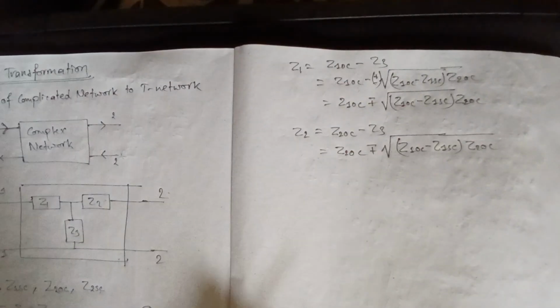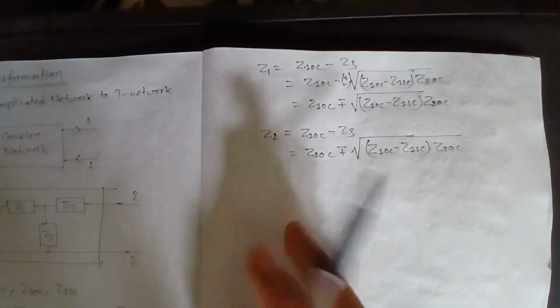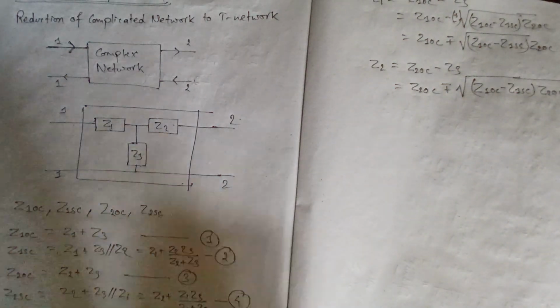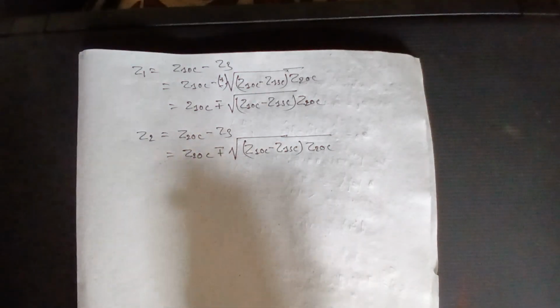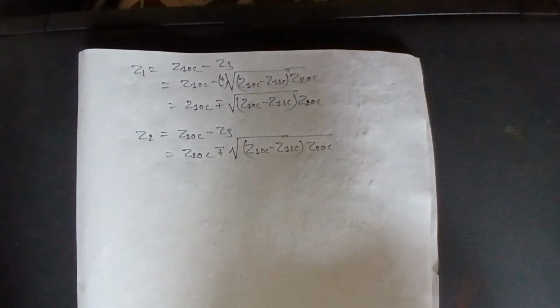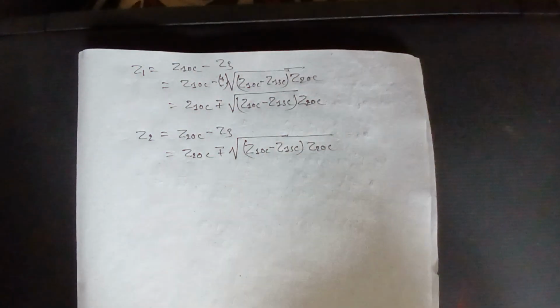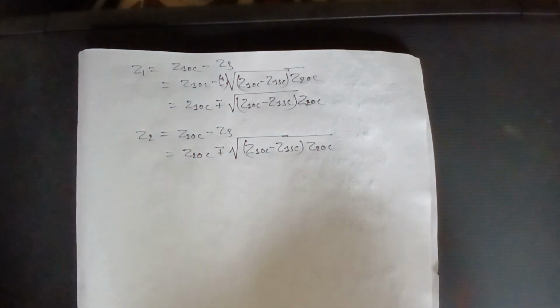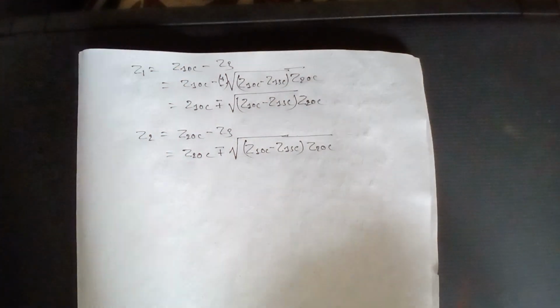So for this video, this is all I'm going to explain. Maybe in the next video I will show you how to convert a complex network to a pi network, and in the video after that I will show you how to convert a pi network to a T network and a T network to a pi network.